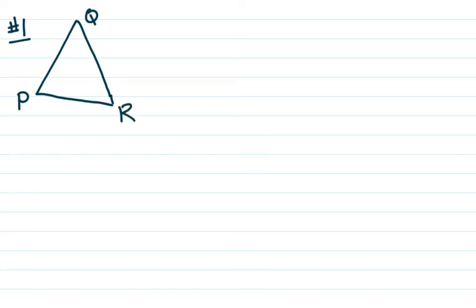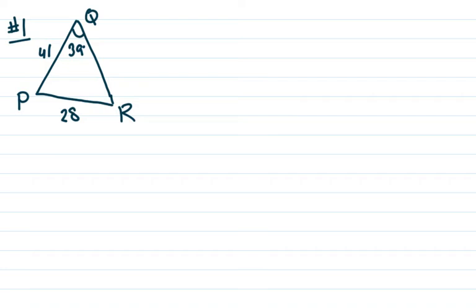All right, example number 1. Find the missing side lengths and angles in each triangle. So we'll start by drawing the triangle. This is triangle PQR. I know angle Q is 39 degrees. Side length PQ is 41, and side length PR is 28.